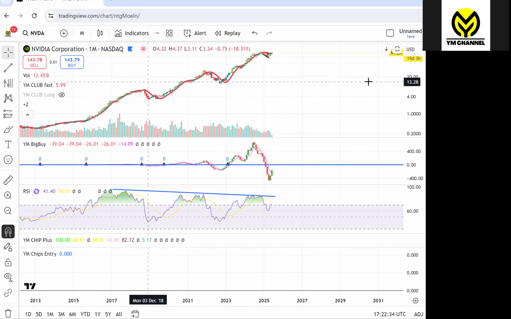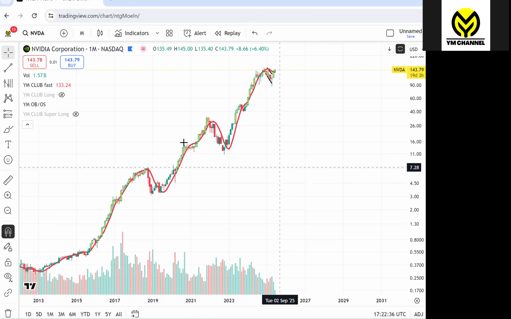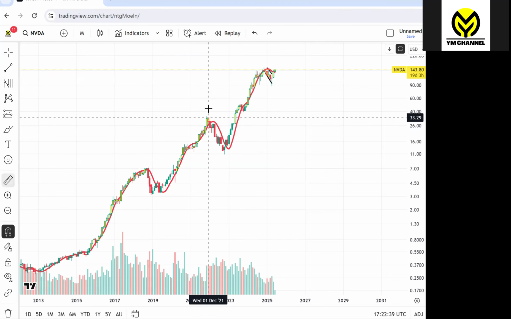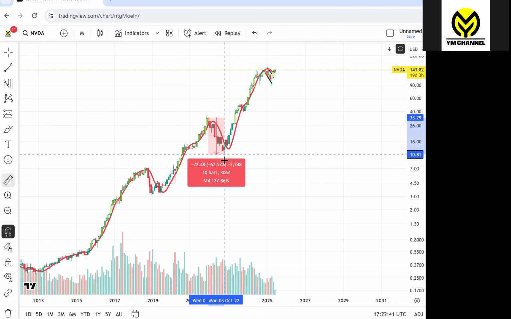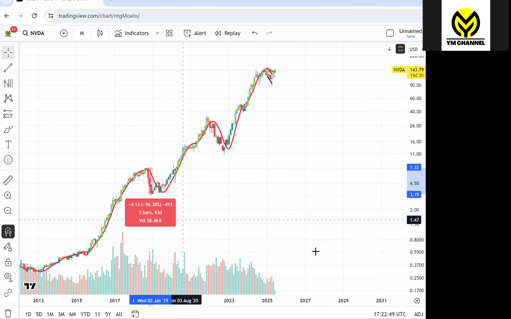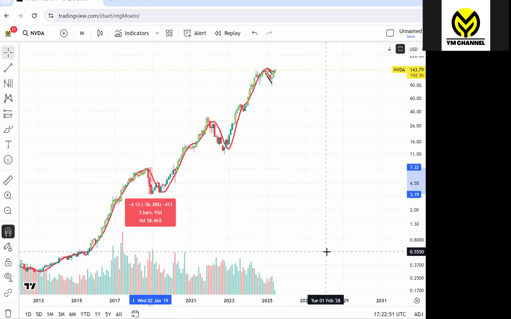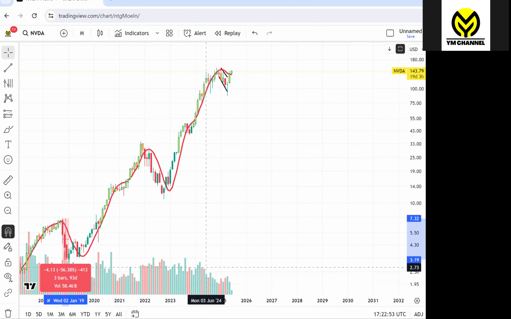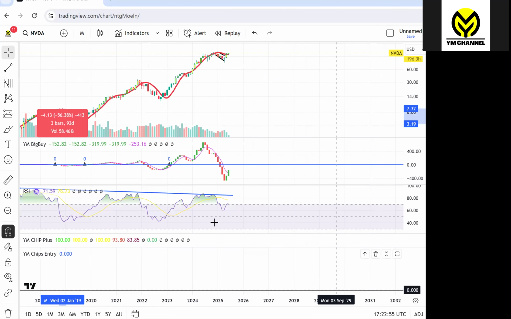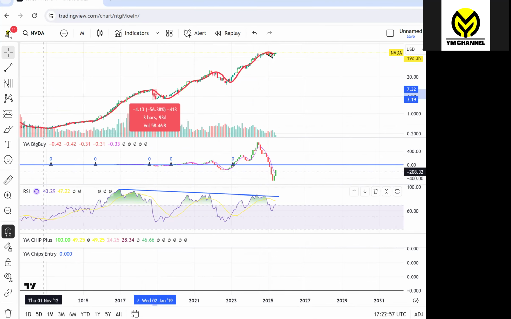Okay, something like this. Maybe you think this is a small candle, but if you look closer, this range is quite a big drop. This is down by 67%. And how about this one? This one is down by 56%. So if you don't want to suffer this kind of loss, you had better look closer at the RSI.